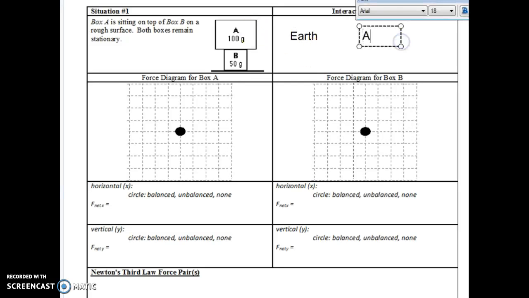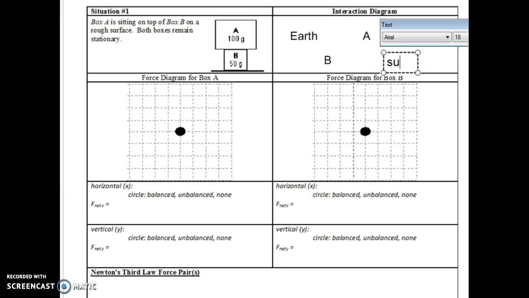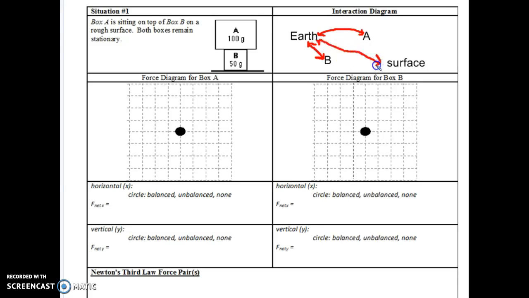The next objects I'm going to label as just object A, object B, and then whatever kind of surface these objects are interacting on, which it doesn't specifically say in the problem, but it just says on a rough surface. I'm going to draw arrows for the Earth interacting with all of these objects. I'm also going to have an interaction between object A and B, and between B and the surface. And that's the limit of my interaction diagram this time.